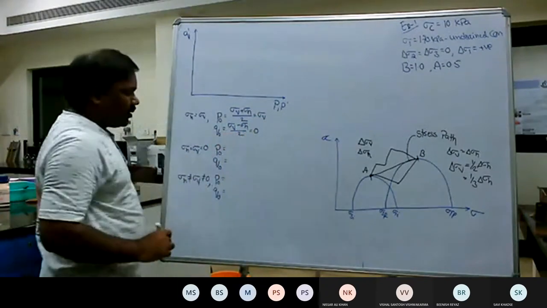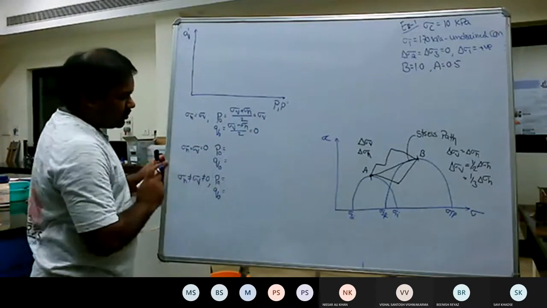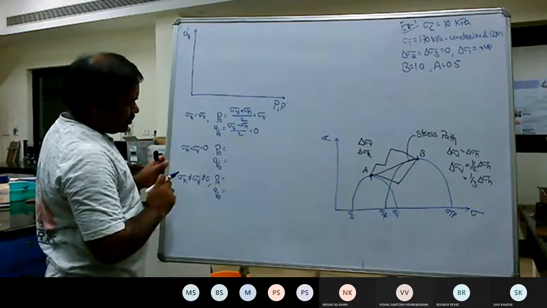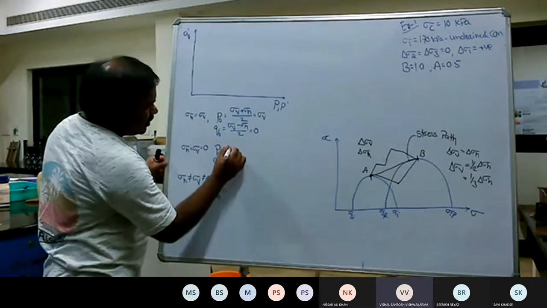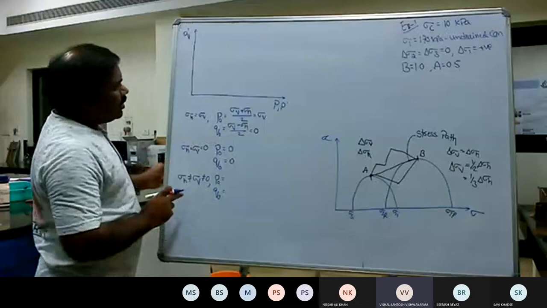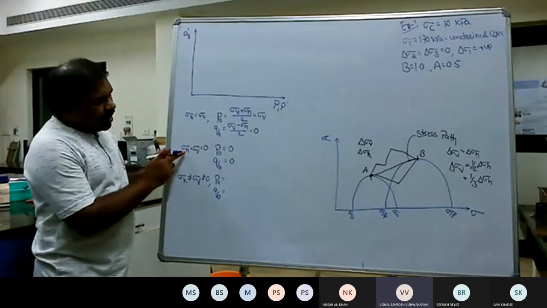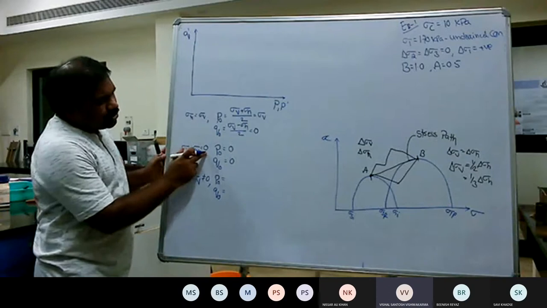Okay, while in this case, both are zeros only. Sir, what is written? It is not looking, sir. This one? Yes, sir. Sigma H is equal to sigma V is equal to 0.